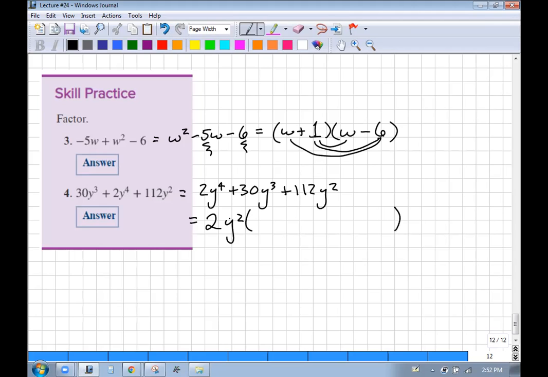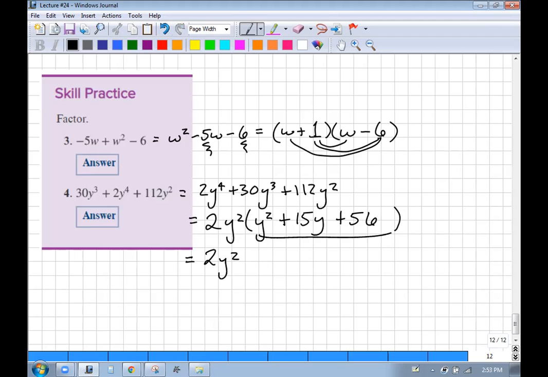So if we pull a y squared out of each of these terms, for the first term, I need a y squared. See, this times that gives me that. To get the 30y cubed from this, I need 15y. There's the 30, there's the y cubed. And now 112 divided by 2 is 56. So 2 times 56 is 112, and I have my y squared. So first step, pull out your GCF.